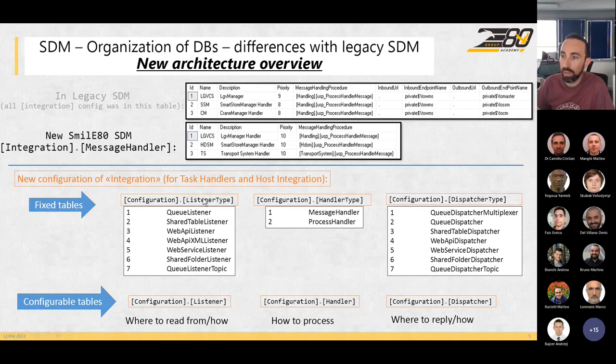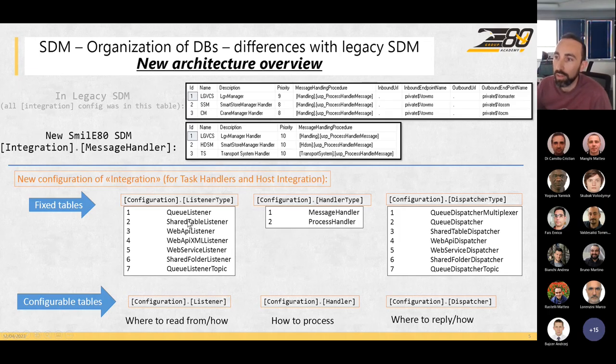We have listener, handler, and dispatcher. Fixed tables, we have some types of listeners, some types of handlers, and some types of dispatchers. You see that the listeners and the dispatchers are actually very similar. They are mostly the same. There are some little differences that we can see later, but basically we can, as usual, listen from queues that are, for example, MSMQ or RabbitMQ that you have seen yesterday.